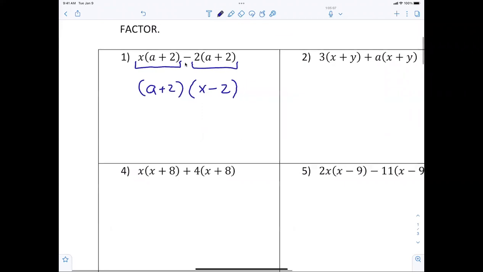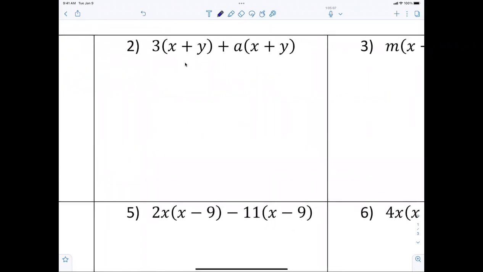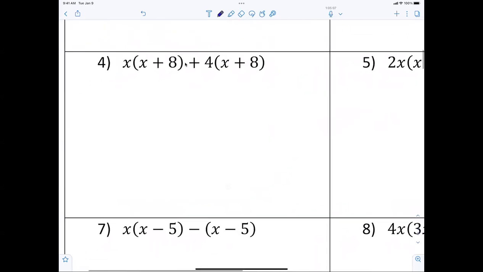Now everybody's looking at number 2, please. Come on, everybody write the answer to number 2. And everyone, of course, if you understand what I'm doing, as we go, you should be doing it. X plus Y, parentheses, 3 plus A. Anybody have an issue? All right, now we're going to number 4. Write the answer to number 4.